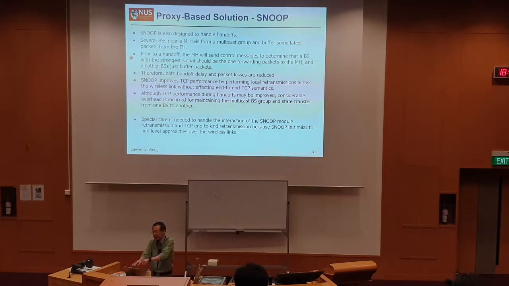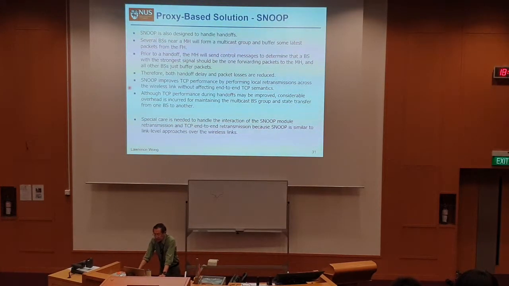So if this connection is too weak and you've got to hand off to someone here, for example, let's say it's moving in this direction, they are part of the same multicast group. So the packets that were meant to be forwarded are also here in the same multicast group. So it's very fast and very easy for this base station to take over from that one, because they're part of the same multicast group.